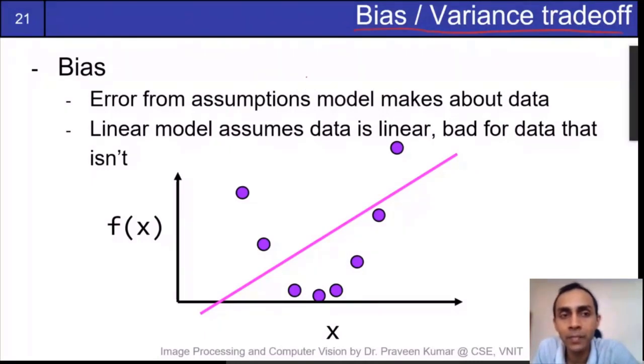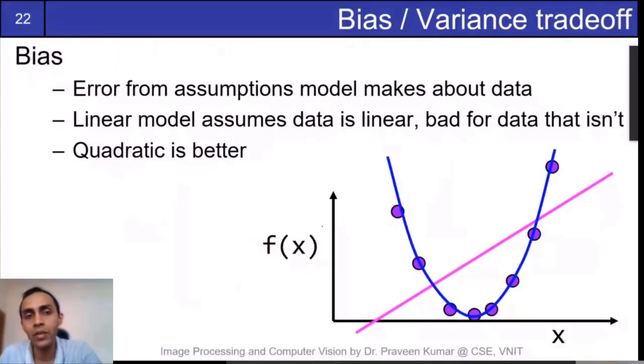One is called bias. The bias basically is a result of making assumptions on your model, so making assumptions on your data. So for example, you made an assumption that the data is linear. So you try to fit a linear model to your data, but your actual data may not be linear. So you are assuming a very simple linear model, so there will be errors in fitting these data points onto this simple function.